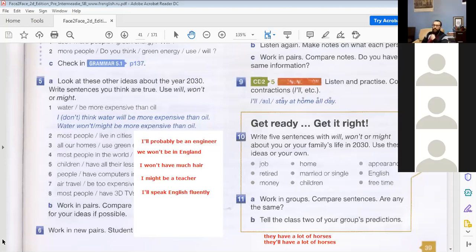What about your free time? Do you think you'll have more free time, or do you think maybe you won't have any free time? I'll have more free time, I think. Good. Okay, that's a good prediction for 2030. What about your home? Do you think you'll live in a new home, or do you think you won't live in a new home? Or maybe you might live in a new home. What do you think?